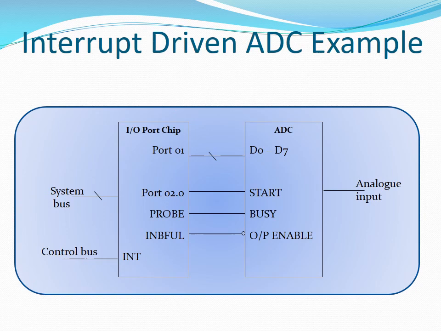Let's apply probed I/O to the ADC example. Port 1 on the I/O port chip is connected to the digital output pins on the ADC. Port pin 2.0 is connected to the start pin on the ADC. This means that the microprocessor will write to port pin 2.0 to start an analog to digital conversion. The probe pin on the I/O port chip is connected to the busy pin on the ADC. This means that as soon as the busy signal is deactivated, that is, as soon as an analog to digital conversion is completed, the port chip is going to be probed.